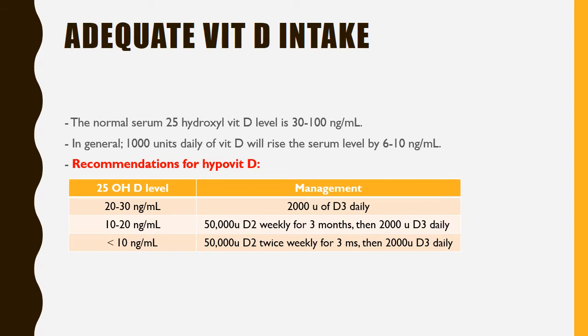So as a maintenance, usually we use vitamin D3 in a dose of 2000 unit, while for the management, 50,000 unit of vitamin D2, either weekly for 3 months in 10 to 20 nanogram per ml, or twice weekly for 3 months, same duration, if less than 10 nanogram per ml. And then the maintenance again, D3, not D2. D3, 2000 unit daily.